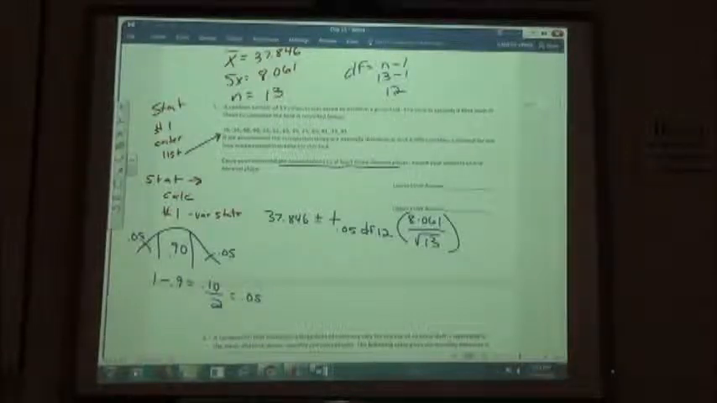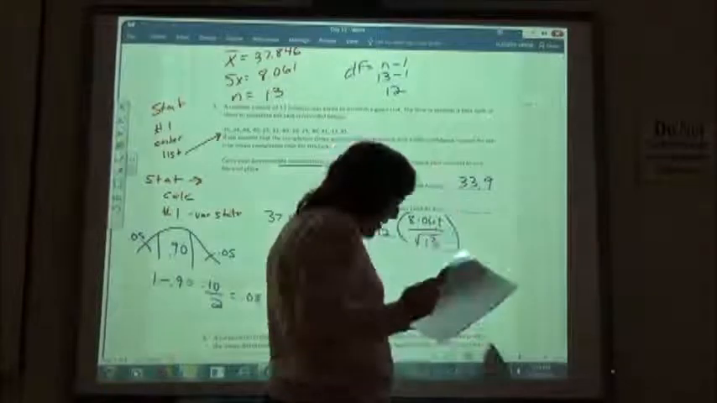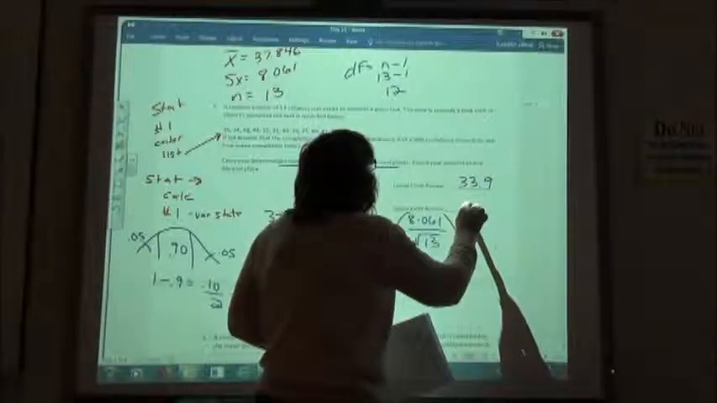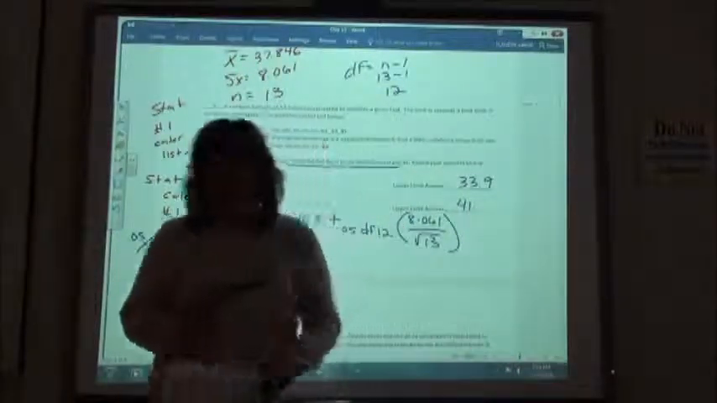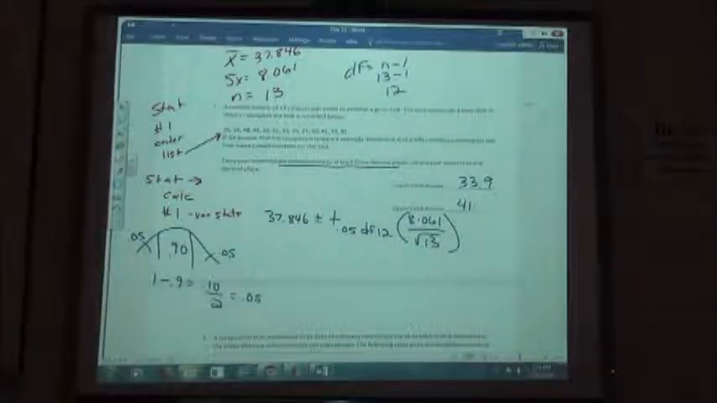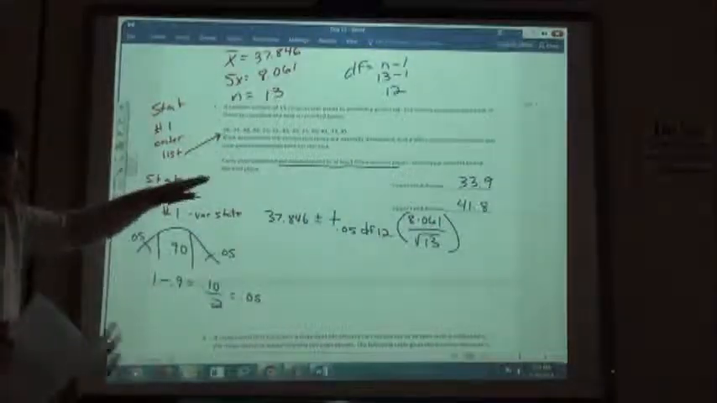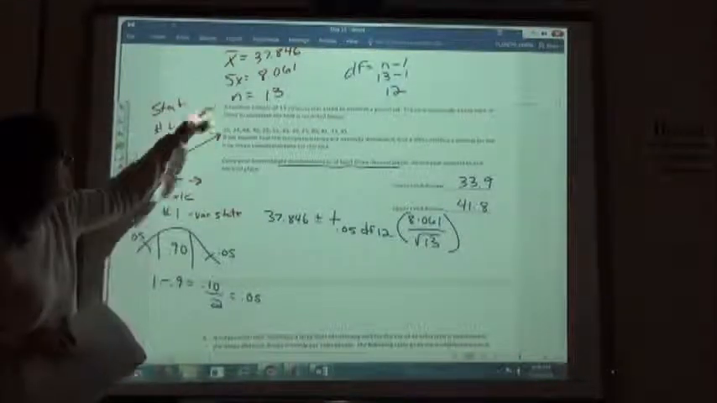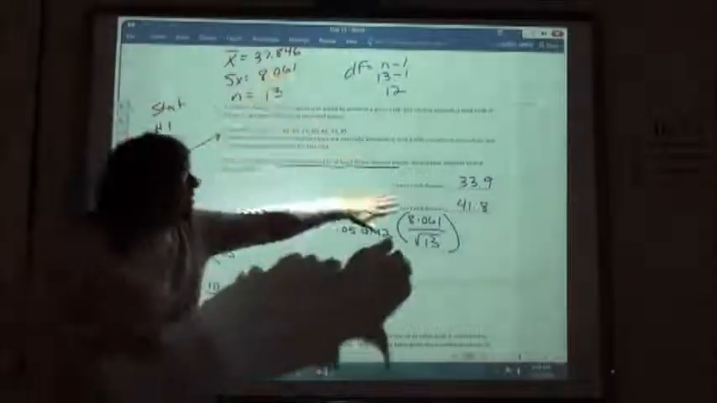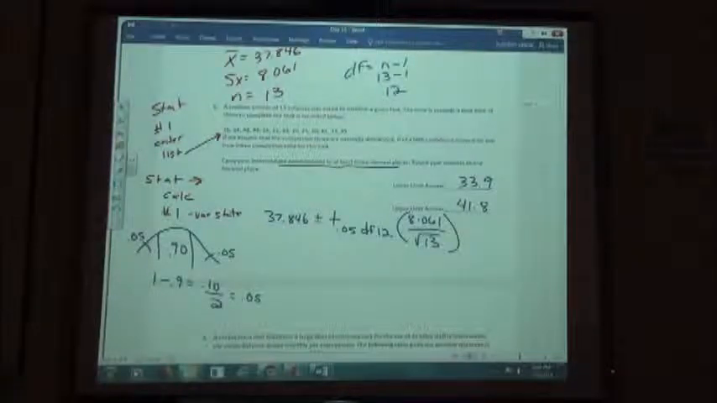All right, so to 1 decimal place, our lower limit was 33.9, and our upper limit, I believe it should be 41.8. Again, they probably give you a little bit of leeway depending on how far you carry out your intermediate computations. And since my mean was 37.8, that should be between my two numbers. If my mean isn't between my lower and my upper limit, I know there's something wrong.